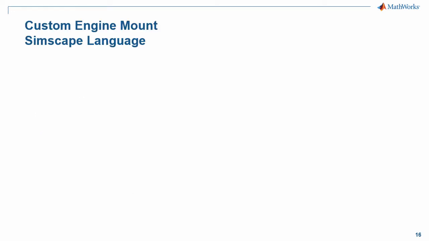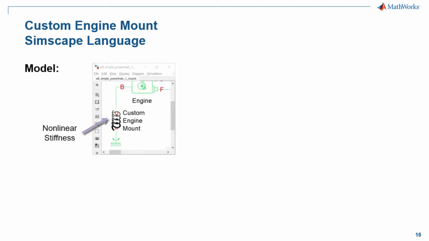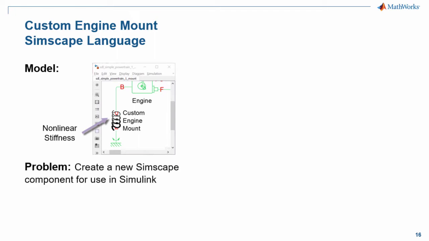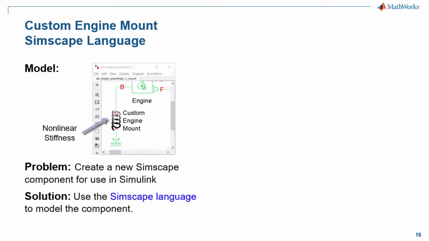In this demonstration, we will see how we can model a custom engine mount using Simscape language. We have a model of a vehicle powertrain. Instead of assuming that the engine is rigidly mounted to the frame of the vehicle, we would like to include a spring damper which has a nonlinear stiffness. To create this component, we will use Simscape language.